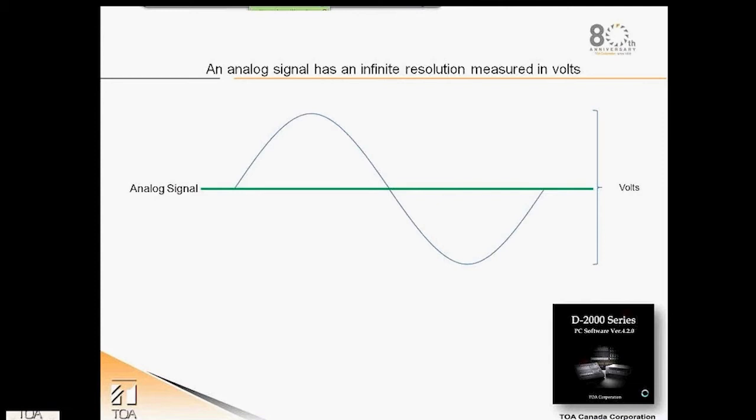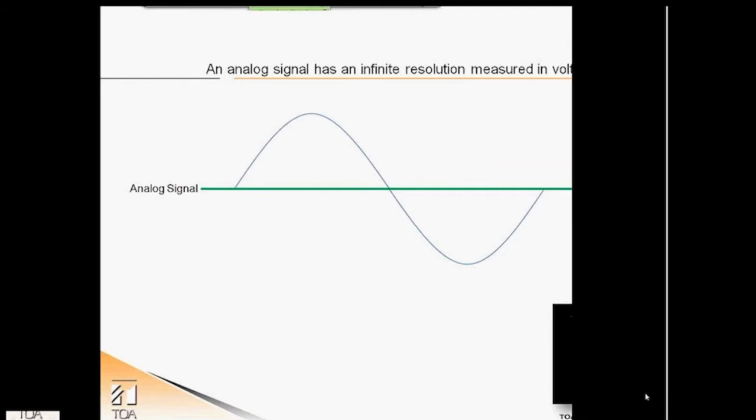Here is an example of an analog signal, in this case a pure sine wave with a specific frequency and signal level measured in volts. This signal has an infinite voltage resolution, only limited by the apparatus that we use to measure it.